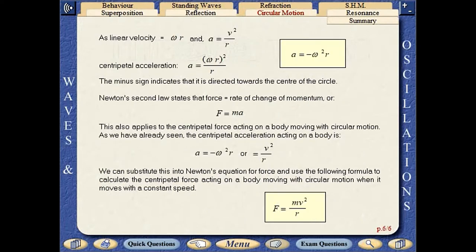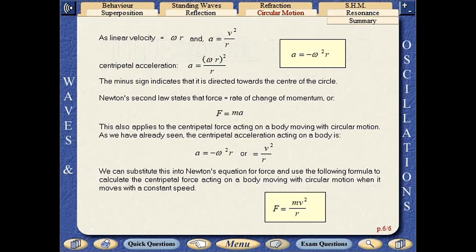As linear velocity v equals omega r and a equals v squared over r, centripetal acceleration a equals omega squared r. In the equation a equals minus omega squared r, the minus sign indicates that the acceleration is directed towards the center of the circle.